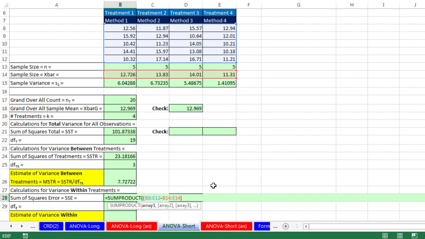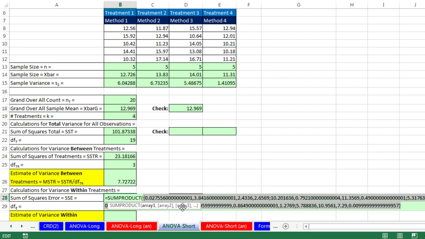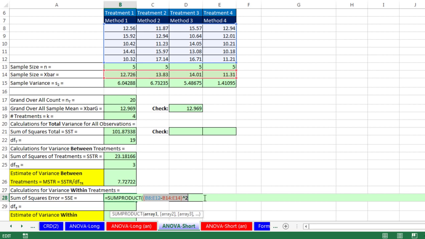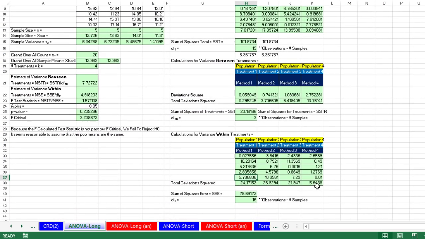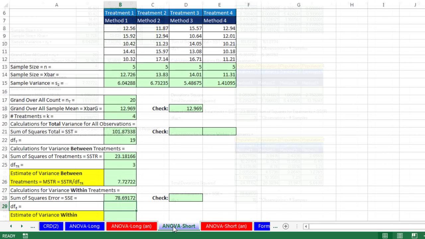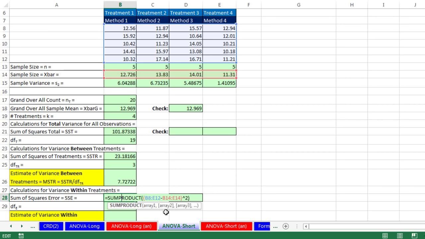Now we need to square that. And if we highlight that, or simply click on this array 1 and hit F9, there's the actual numbers, that 0.02, that 3.84 that we saw just a second ago, all inside of a single cell. Totally amazing. Now we simply close off, and when we hit enter, you've got to be kidding me. There's that 7869, same exact number we got over here. So we can do it the long way, or we can simply do it our short way with sum product.